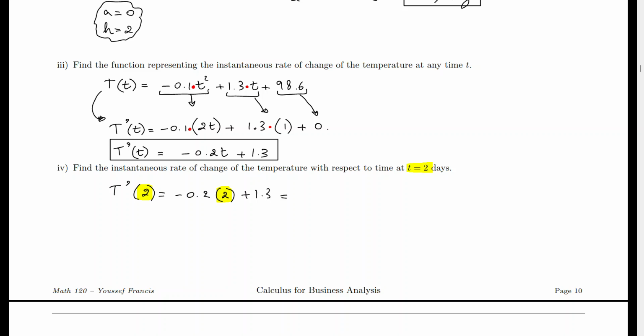And this is going to be negative 0.4 plus 1.3, which adds up to 0.9 degrees Fahrenheit per day. So it seems that the temperature of the patient is increasing by 0.9 degrees Fahrenheit every day the illness stays.